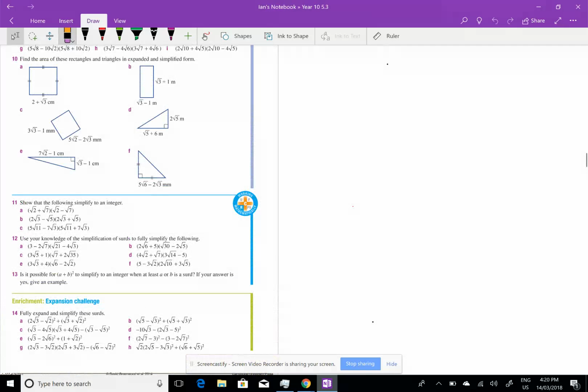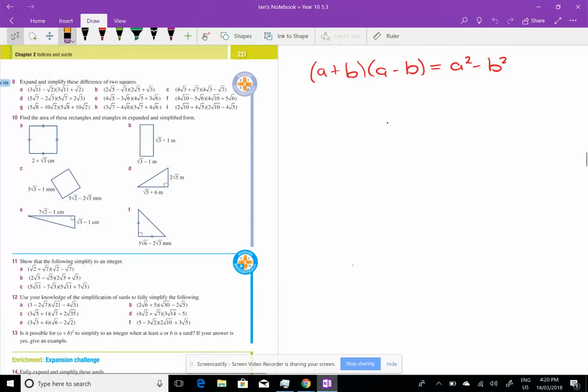So this law that we're going to use for this, we did in class the other day. It's called the difference of two squares. So 11 just uses the difference of two squares. Let's have a look at 11a. And we've got root 2 plus root 7 times root 2 minus root 7.